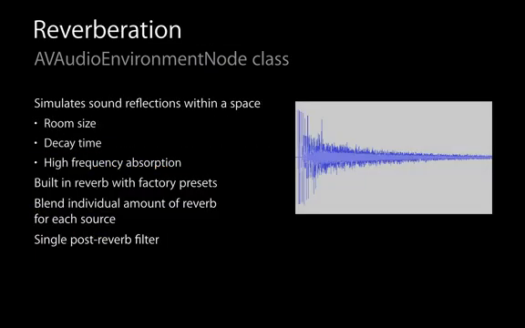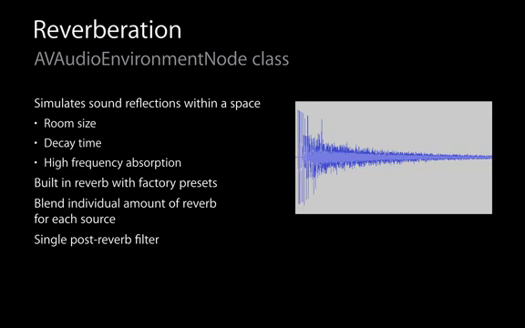Now, every environment also has reverberation, which is just a simulation of the sound reflections within that space. The environment node has a built-in reverb, and you can pick from a selection of factory presets. Once you pick the type of reverb you want to use, you can set a blend amount for each source. That just affects the amount of each source that you'll hear in the reverb mix. For some sources, you may want them to sound completely dry, so you set the blend amount to 0. Other sources, you may want to sound more ambient, so you can turn up the blend amount.